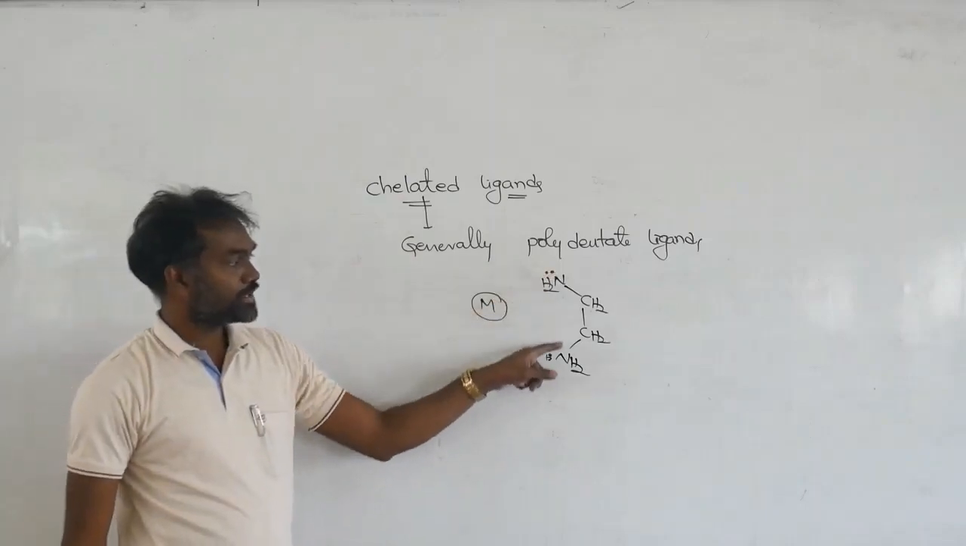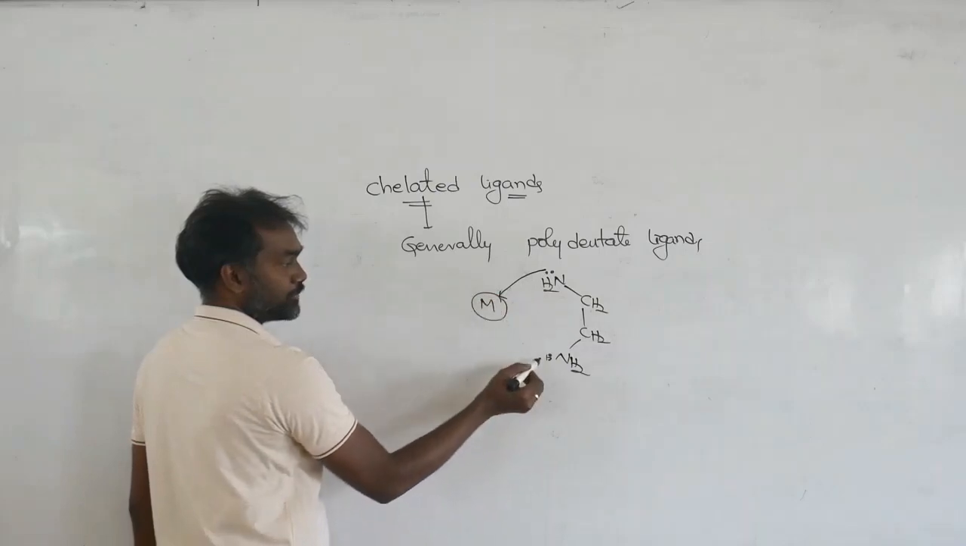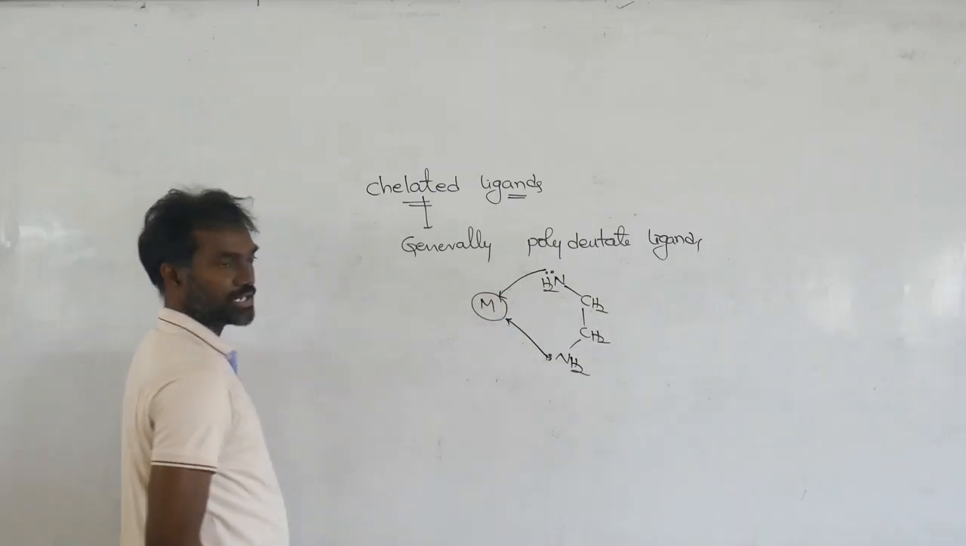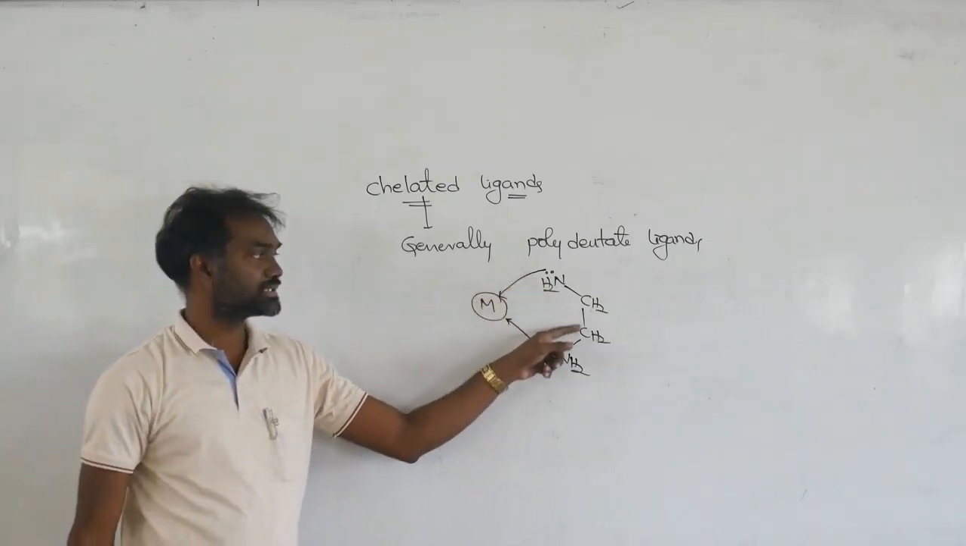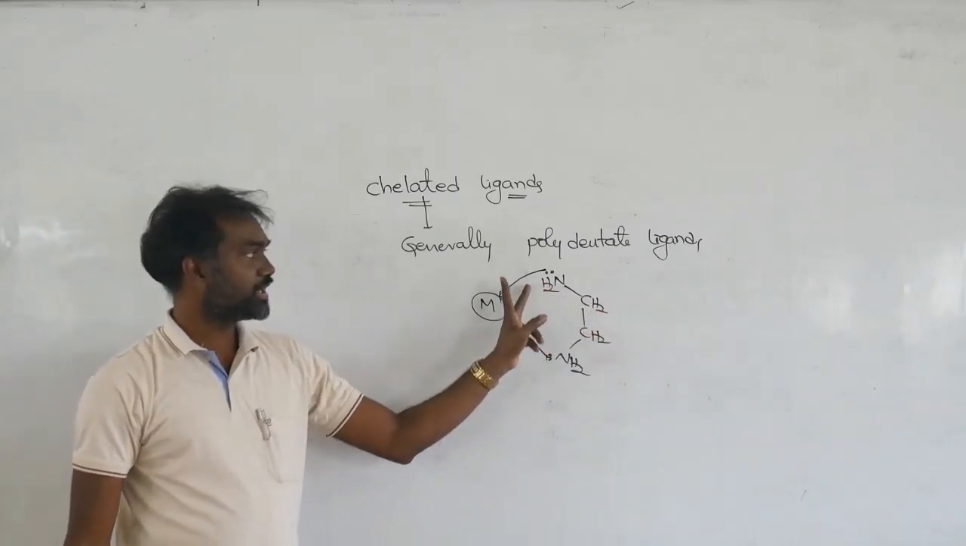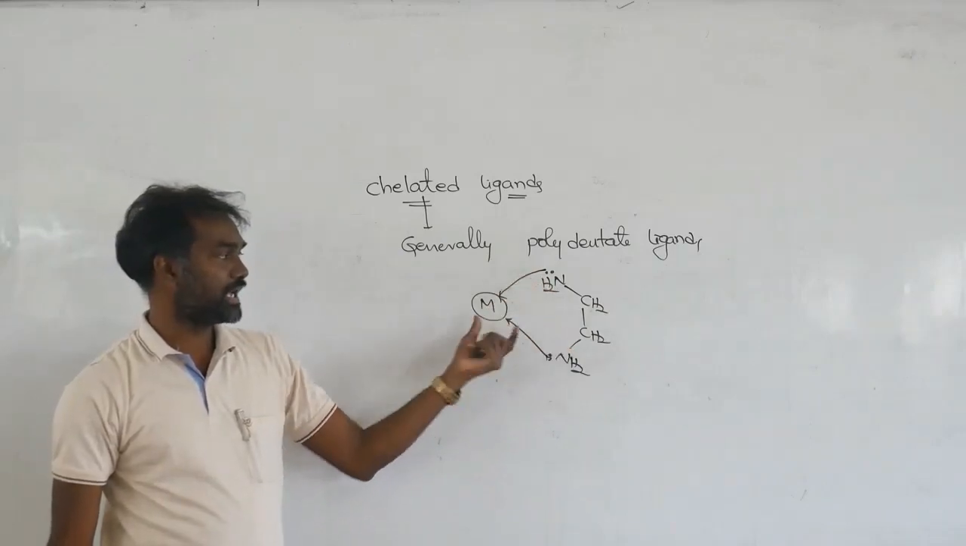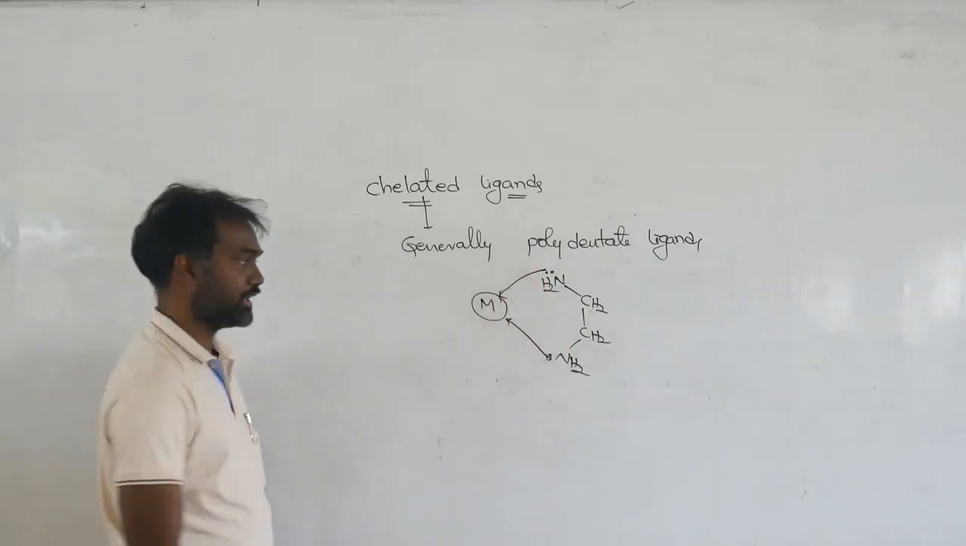See, if two donors are there, this one is donated to the central metal, and this one is also donated to the central metal. Then what happens? It becomes a cyclic ring. Suppose you want to remove this one, you must break this bond and this bond also. So that's why the chelate type has more stability.